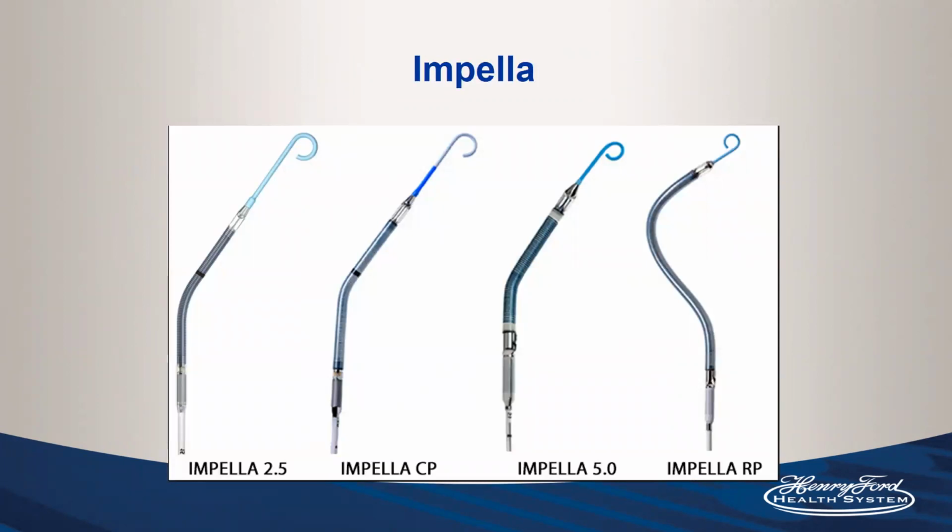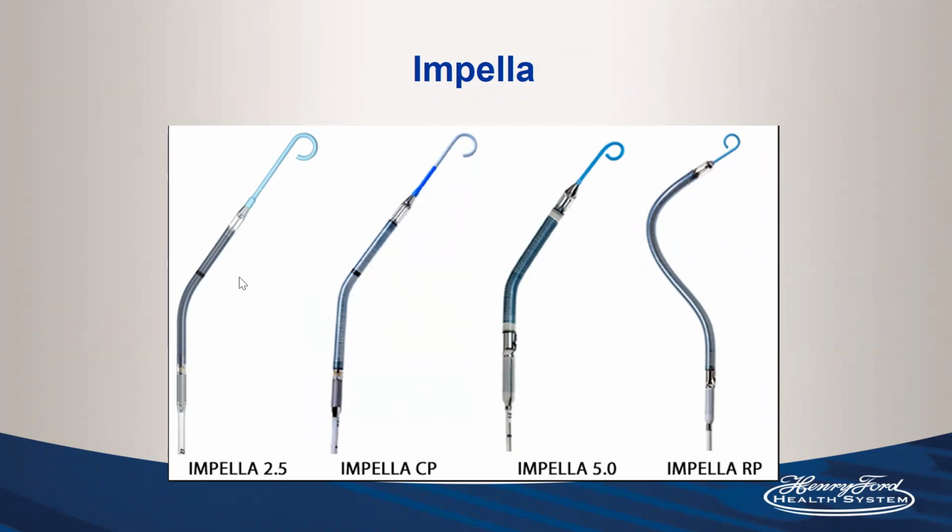These are the different Impellas. The number by it is how much flow you can get with it. So 2.5, the CP is 3.5, Impella 5.0, and now there is a 5.5 that is surgically implanted. And then the Impella RP is for right-sided support. So all of these, the curly Q pigtail will be in the LV, except for the fourth one.